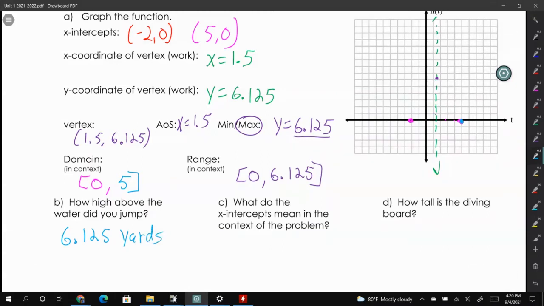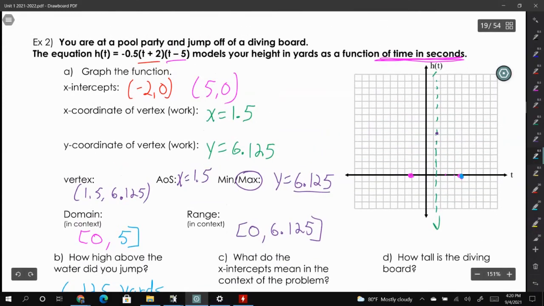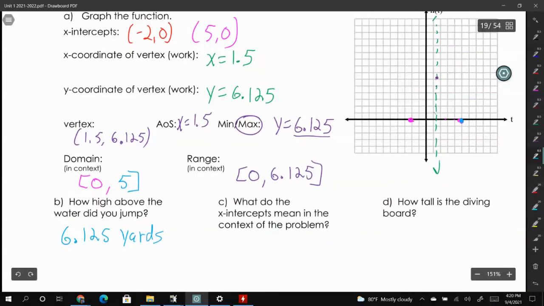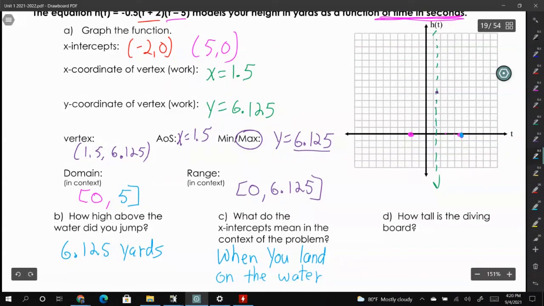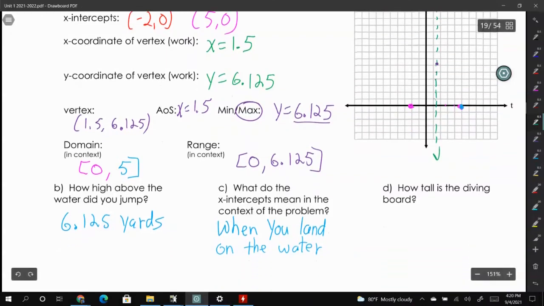What do the x-intercepts mean in the context of the problem? Well, the x-intercepts mean that you are in the water when you've landed in the water. How tall is the diving board? So think about it. When no time has passed, you should be on that diving board because you haven't jumped at all. So how tall is the diving board? That means we need to figure out the y-intercept.